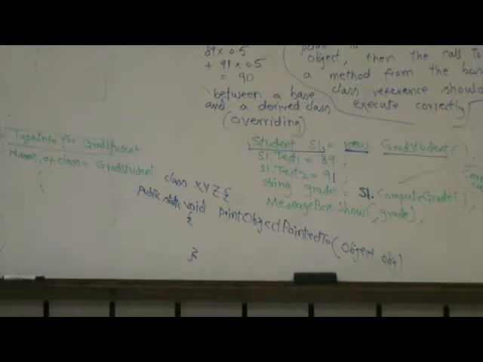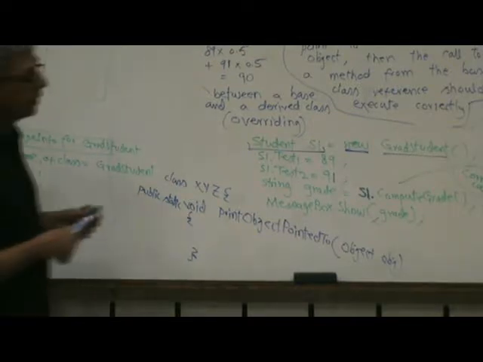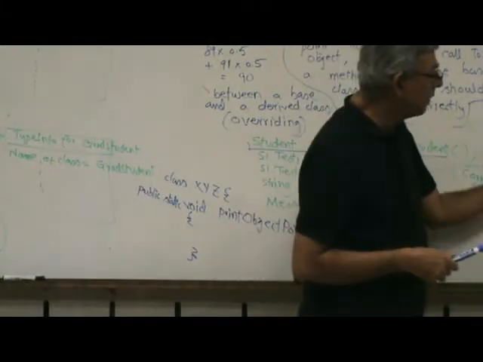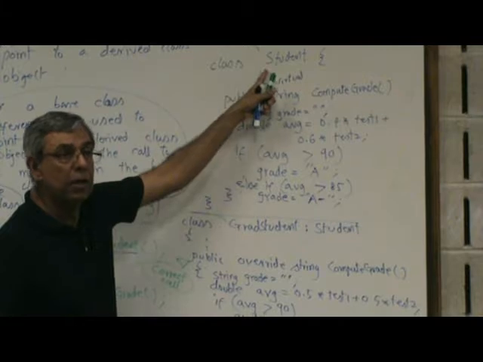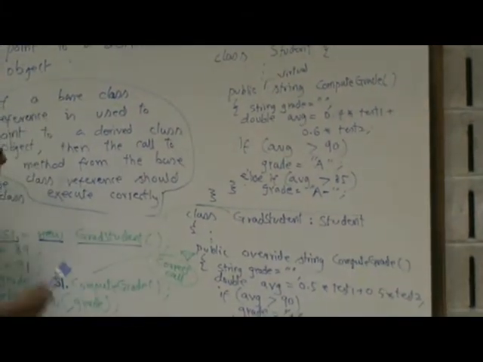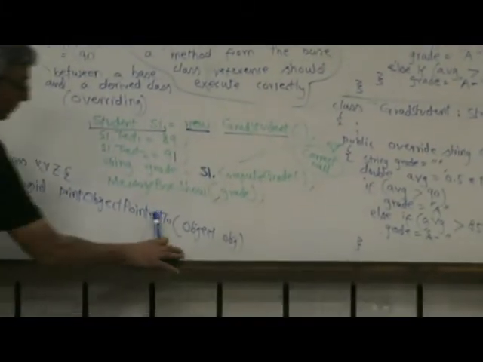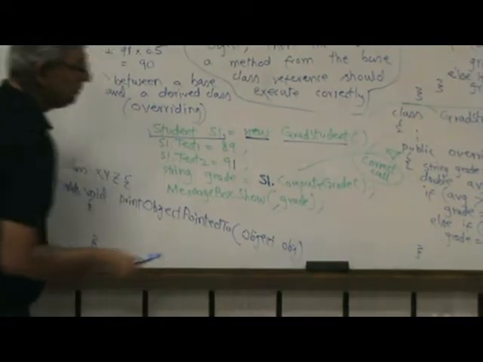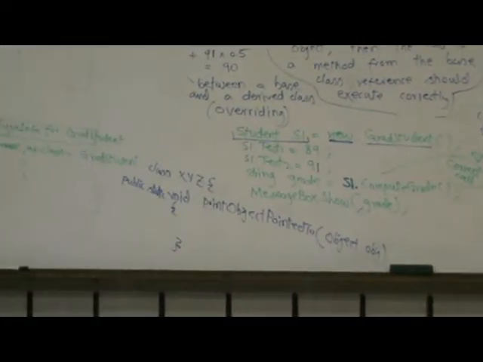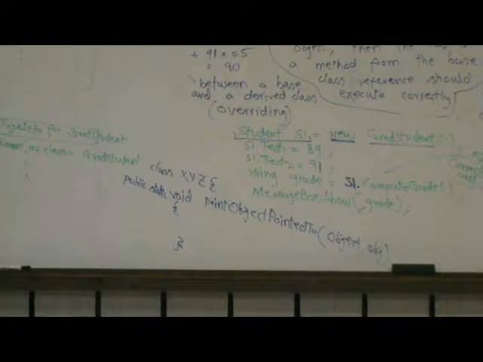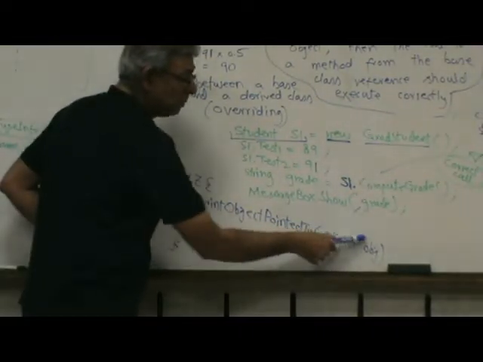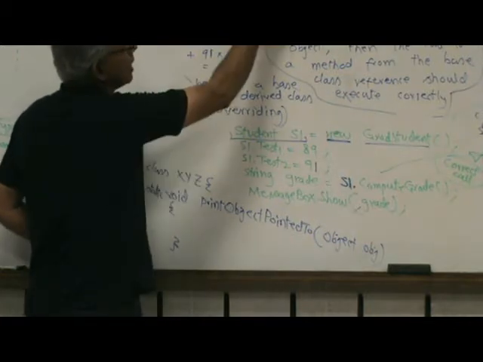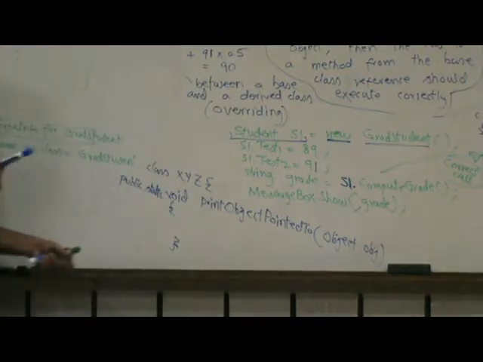all classes is object, right? So what is the base class of grad student in our case? Student. What's the base class of student? Object. So, if we wanted to write a general function which can operate on any class, okay, then easy way is to make the parameter of the base type, because remember, base class reference can point to any other class.